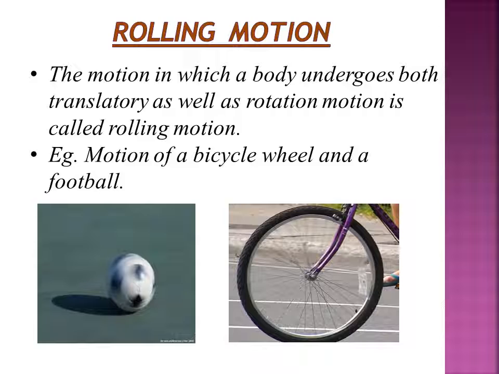Another example we have is the motion of a bicycle wheel. It is moving along a straight path, that is translatory or linear motion, whereas the wheel is rotating also. So in some cases a motion can be of more than 2 types, or it can be more than 3 types also. We have an example of the motion of a bicycle wheel and a football.